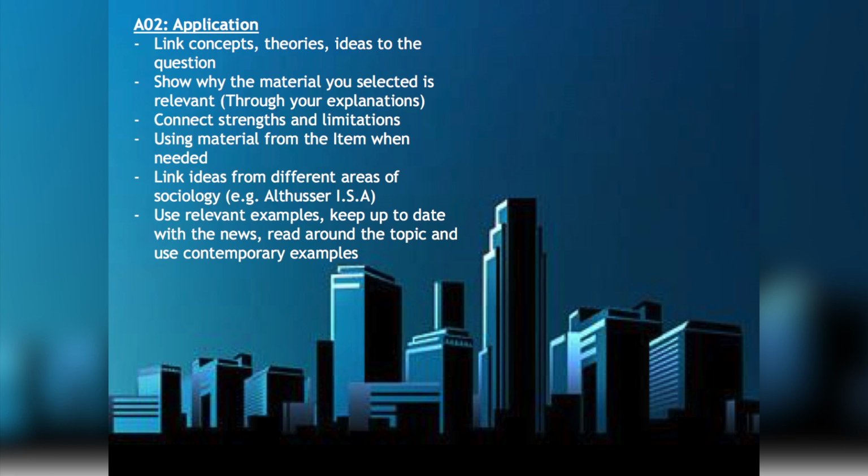Now, for the AO2 application, this is the AO skill that a lot of people find hard to grasp, so I'm going to break it down as much as I can. Now, application is where you can link your concepts and theories to the question at hand and to the debate within your essay. You should also show why the material you selected is relevant, so this is for your explanations. So why have you chosen to talk about certain theorists and certain theories within your essay question? It should be explicit or clear that you picked them for a specific reason.